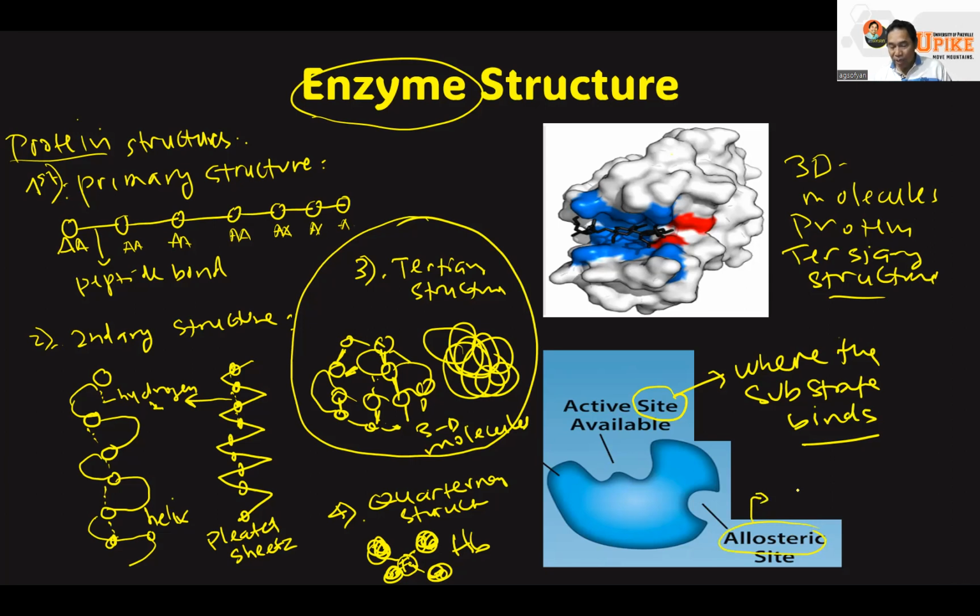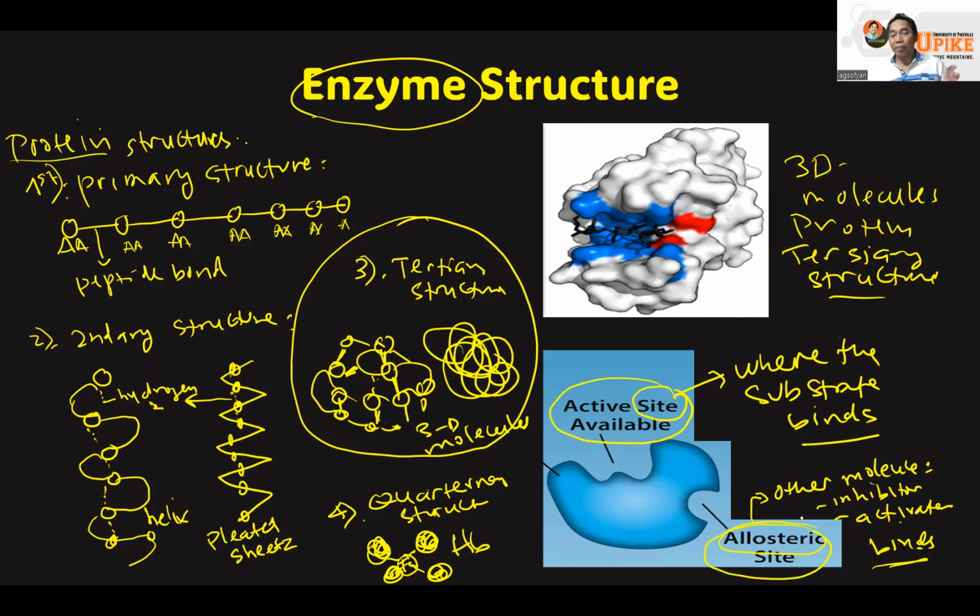This is the site where other molecules, maybe inhibitors or maybe activators, bind. This is the site where other molecules will bind. So again, there are 2 main sites in an enzyme. The first one is called the active site. This is for the substrate to bind. And the allosteric site. This is for other molecules to bind. Sometimes these molecules are also needed as an activator, for example, to activate the enzyme.